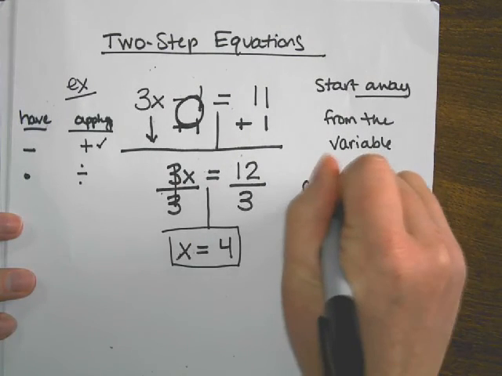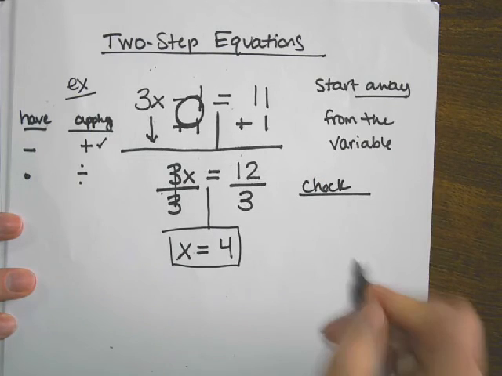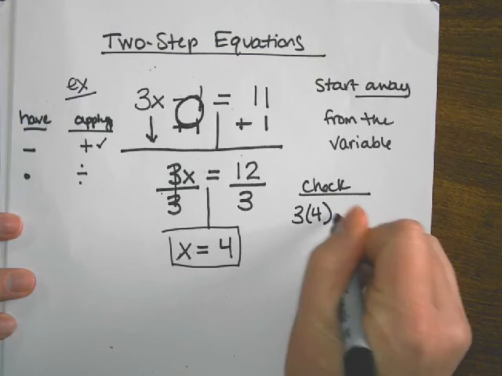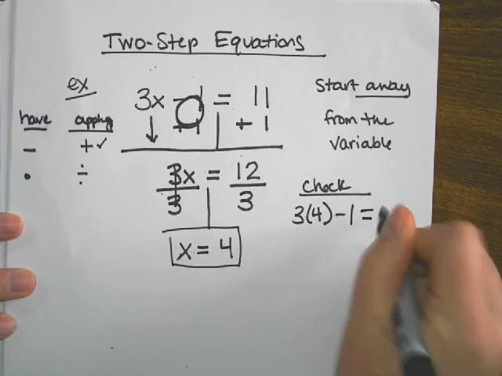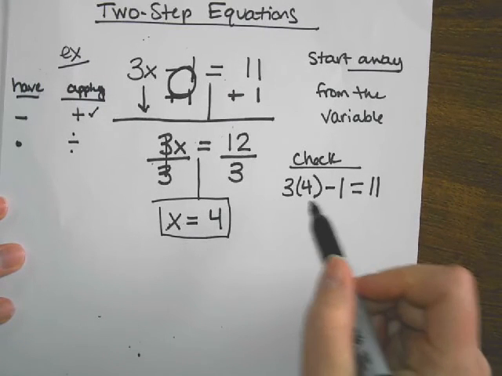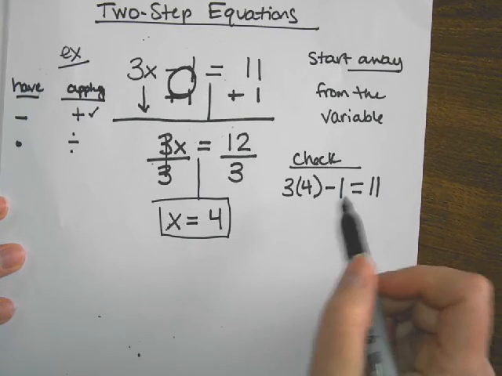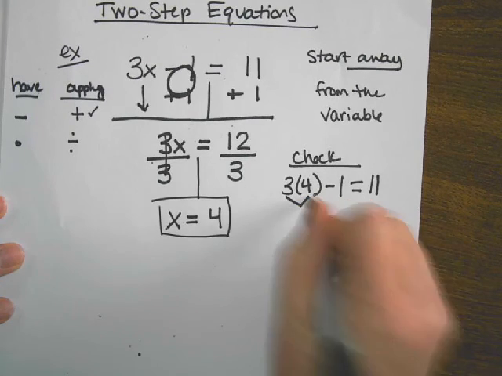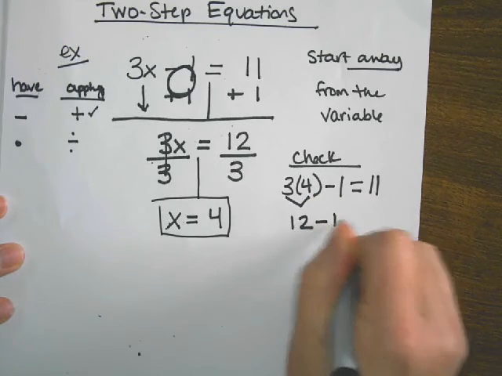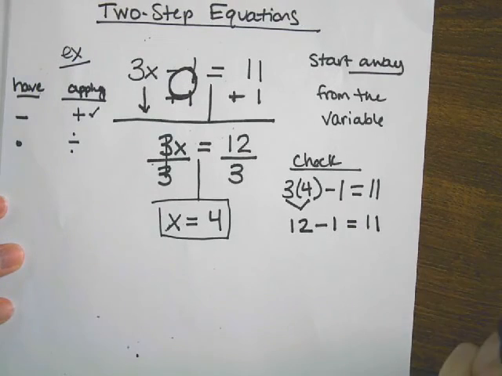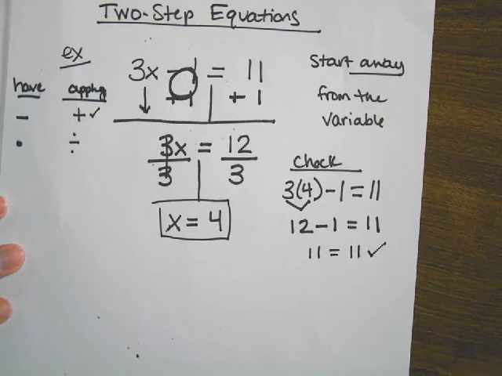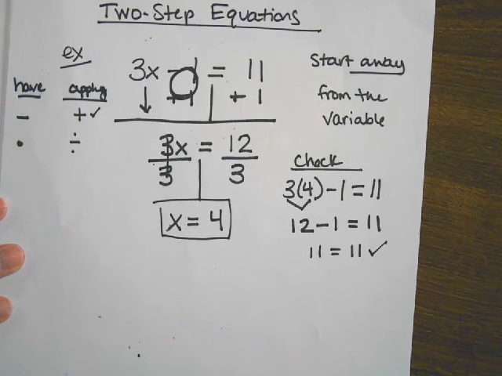So I come over here to my check. And I'm going to rewrite this problem. Instead of x, I'm going to have a 4. So I have 3 times 4 minus 1 equals 11. Okay, now I work order of operations. Multiply comes before subtraction. So I'm going to multiply 3 times 4. I'm going to get 12. Bring down my negative 1 and equals 11. 12 minus 1 is in fact 11. So it checks out and I'm correct.